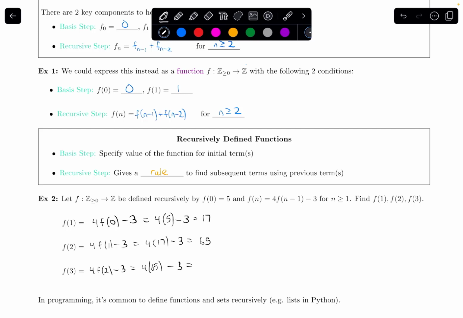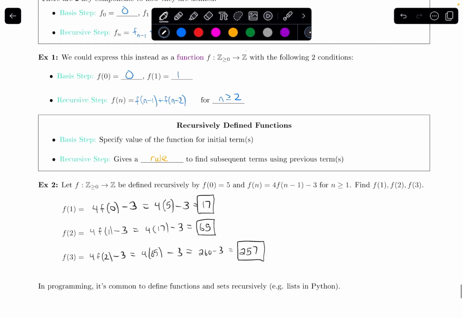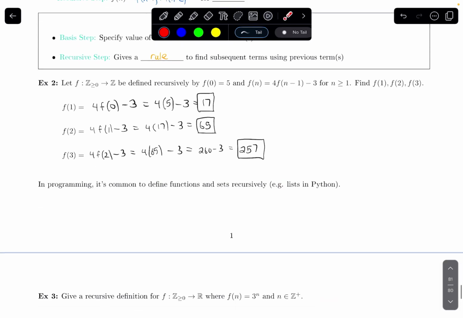So let's see, this is 260 minus 3. 260 minus 3, and that is 257. And I have the values of these first couple of terms in this recursively defined function. Okay, so one of the reasons we care about recursively defined things is they show up really commonly in programming. It's very common to define functions and sets recursively. Think about things like lists in Python. Those are recursively defined. Okay, so let's flip the page here.